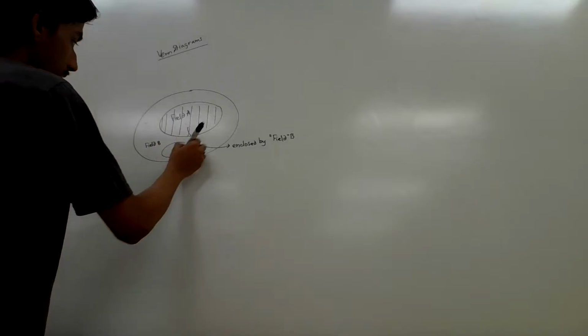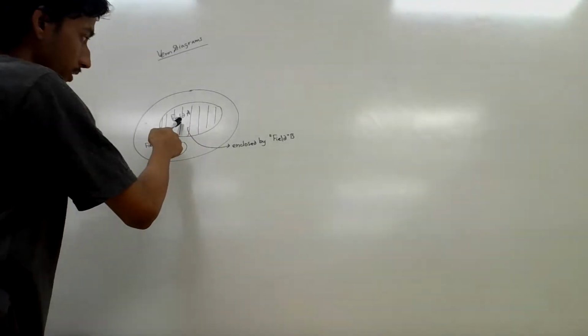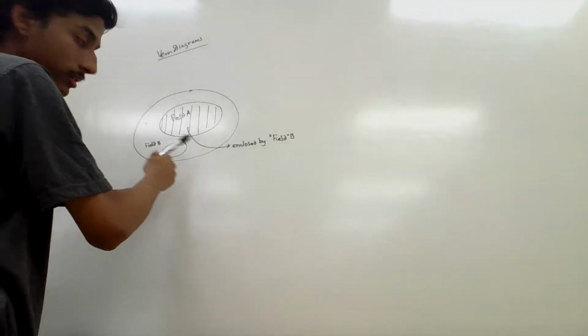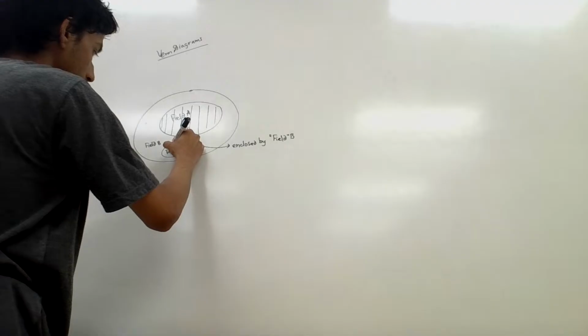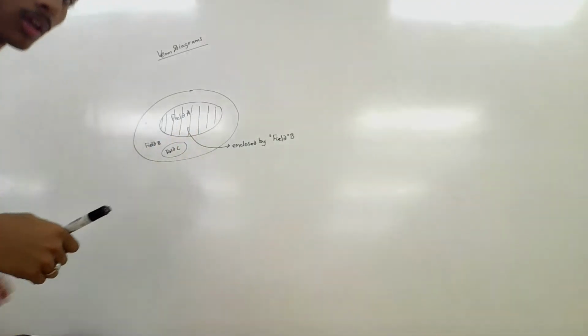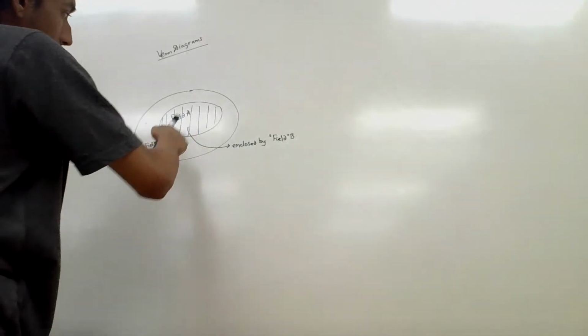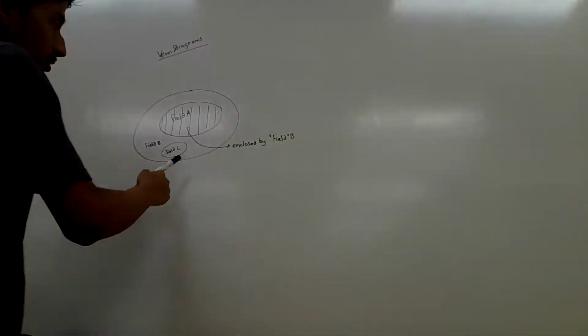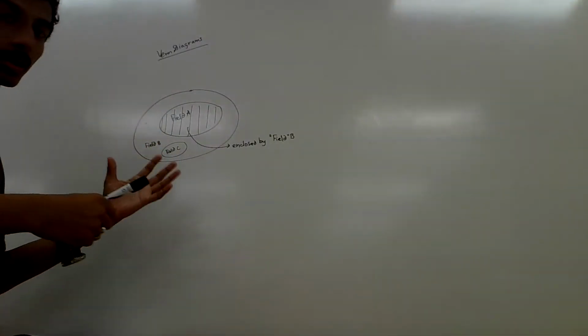Now you can draw another field, which is the smaller one, but it's not part of field A. It's part of field B. This is some other field, so you can call this field C. Now field C is not a part of A, but field C is a part of B. So how do you denote which is a part of what?